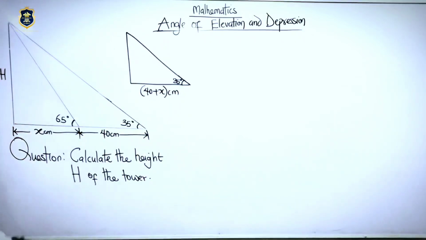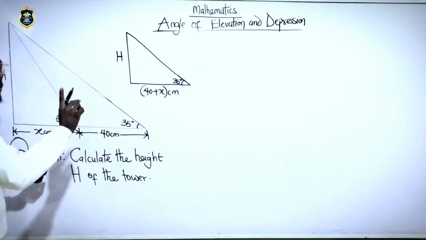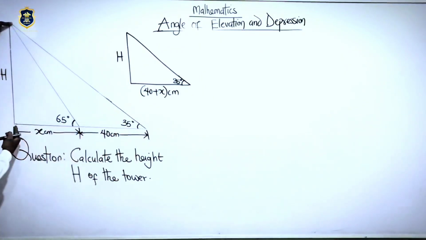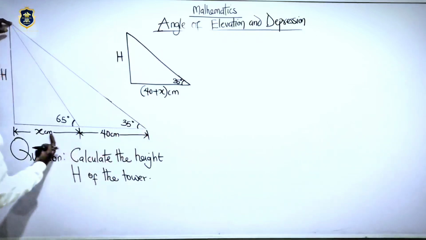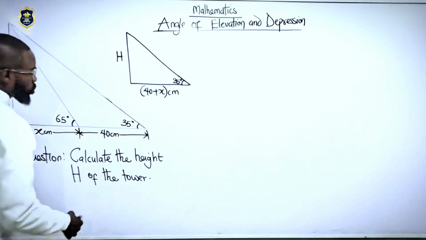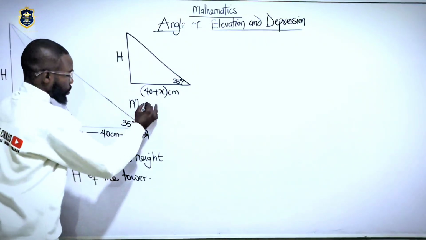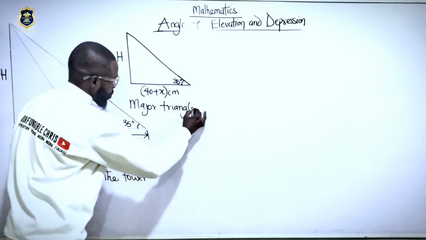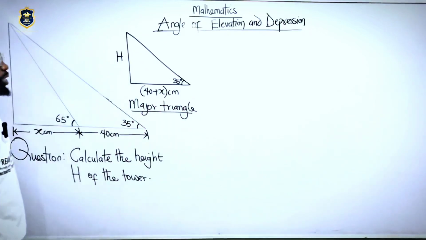And of course the height. That's for the major triangle. Once again, the major triangle is the bigger triangle. It has this length, which is 40 plus the x that was not given, and then the height. That's for the major triangle. Now let's look at the minor triangle.